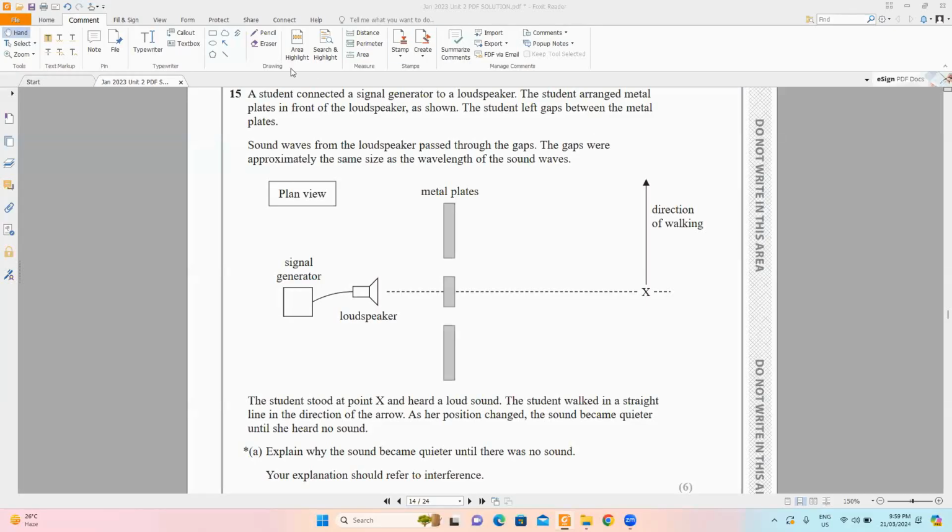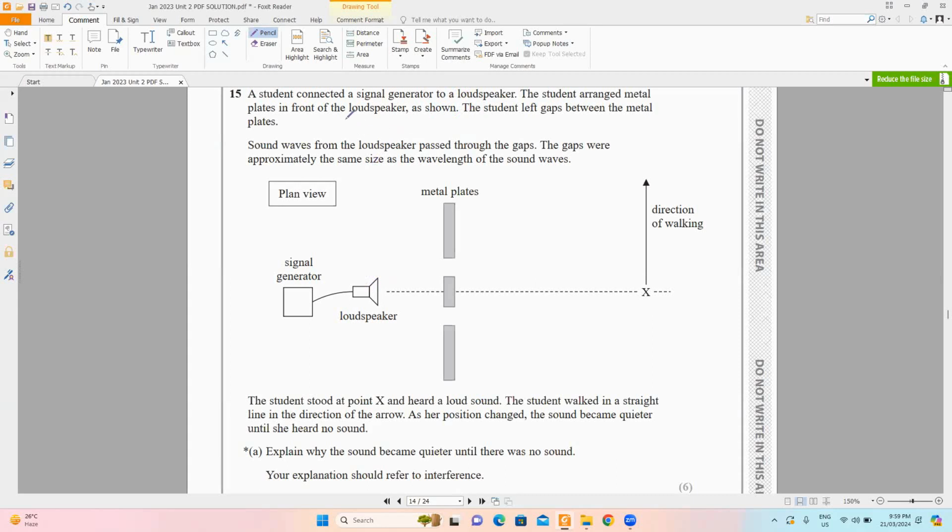Question 15 says, a student connected a signal generator to a loudspeaker. So here you have a loudspeaker connected to a signal generator. And the thing you need to know about a signal generator is it produces a signal of one fixed frequency. And so if you feed that into the loudspeaker, it will produce a sound of one specific frequency.